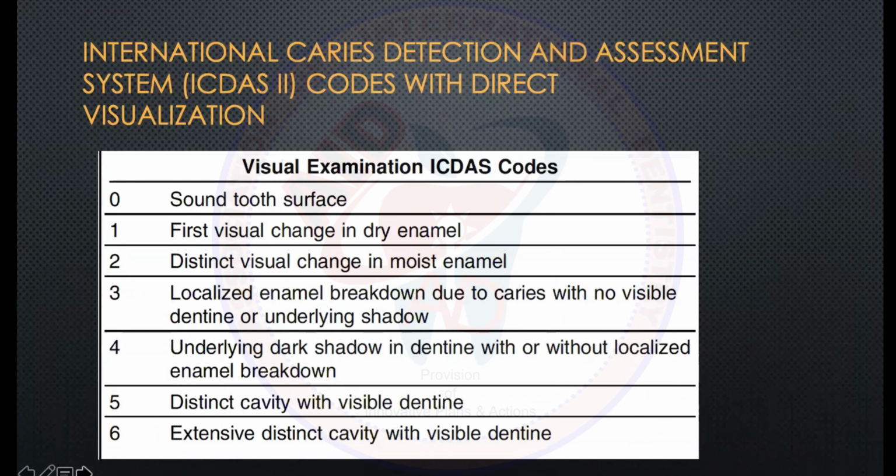This is a simple explanation of the ICDAS-2 system of classifying caries, and this is with direct visualization of a carious lesion. So whenever we examine a patient for dental caries, always examine a dry tooth, in direct light, in a good light, and using good vision. You can even use magnification for looking at the teeth for detection of caries.